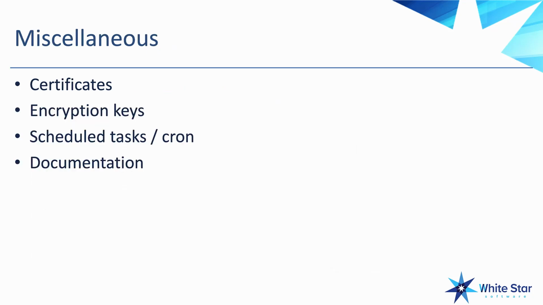Lastly, there are some miscellaneous things, security certificates, encryption keys. Don't forget that any application probably has some scheduled tasks or cron jobs running. And of course, you probably have documentation that needs to be updated from time to time, or that people need to be able to find. And that's all good stuff to have written down and available, and to keep track of, and make sure that your colleagues and anybody who's going to help you out can find all this stuff.